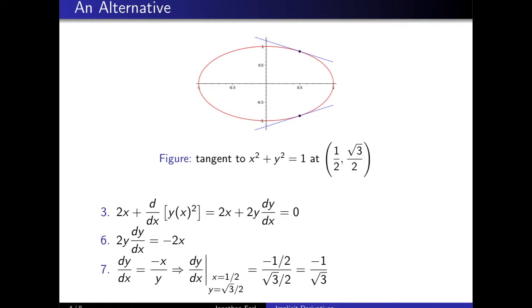So in this case, the benefit of this is that we only need to worry about the original relation that we have. We don't have to worry about coming up with a function. Instead, we just do this implicit derivative method.